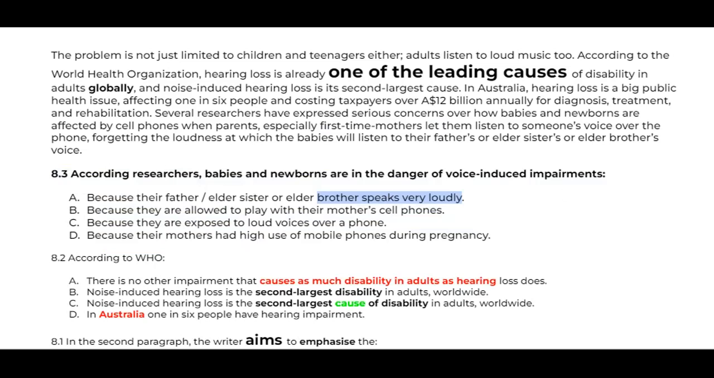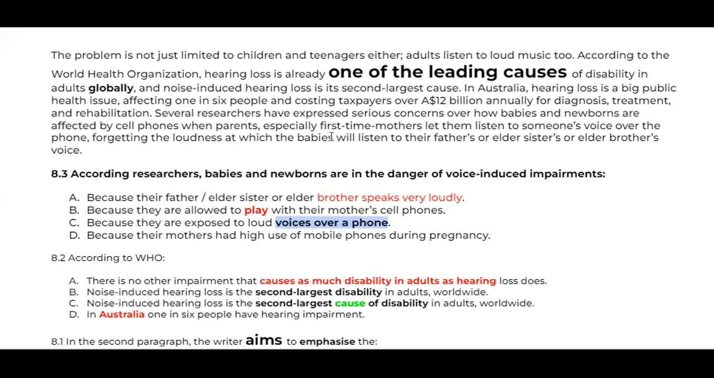Now we are moving to the correct answers. Their father, elder sister, or elder brother speaks very loudly. Yes, it is kind of correct, but this does not show the presence of a mobile phone; the mobile phone is not mentioned here. So we are eliminating the first one. They are allowed to play with their mother, but play does not necessarily mean they will be exposed to sounds. Playing is different. Because they are exposed to loud voices over a phone, this is much more practical.